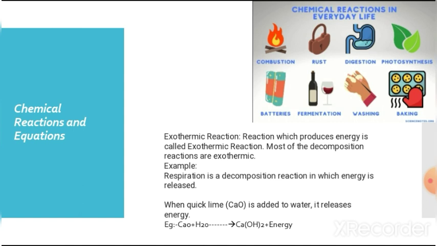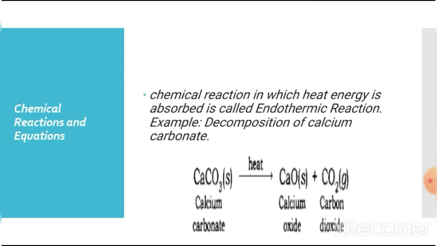Here are some of the chemical reactions taking place in our daily life. Examples: combustion, rust, digestion, photosynthesis, batteries, fermentation, washing, and baking. Now, a chemical reaction in which heat energy is absorbed is called an endothermic reaction. Example: decomposition of calcium carbonate. CaCO3, when heat is provided, decomposes into CaO plus CO2.